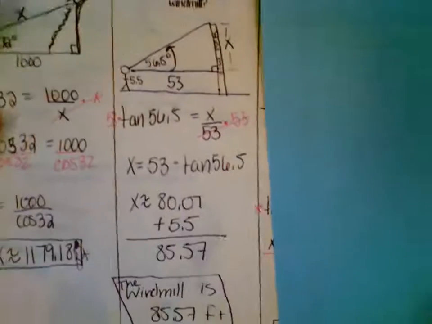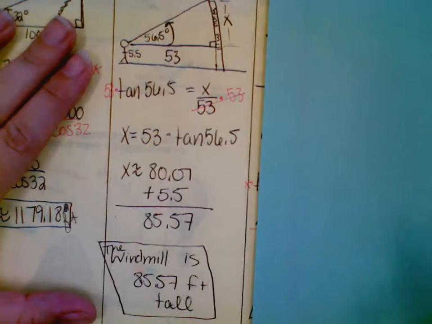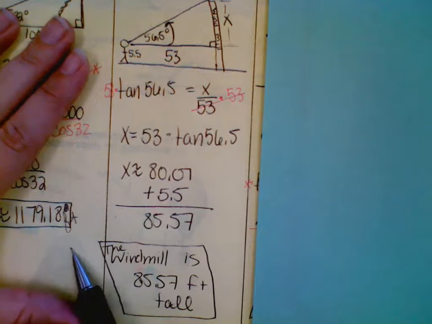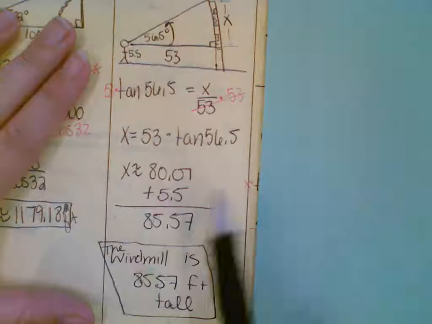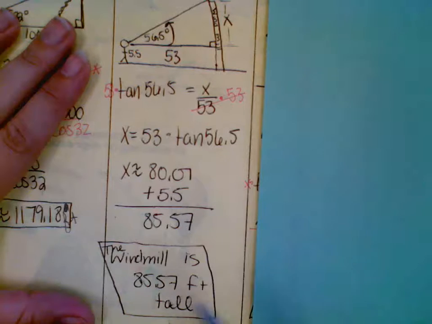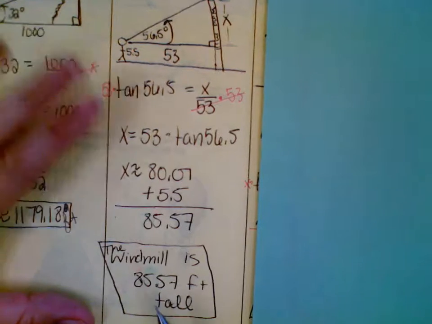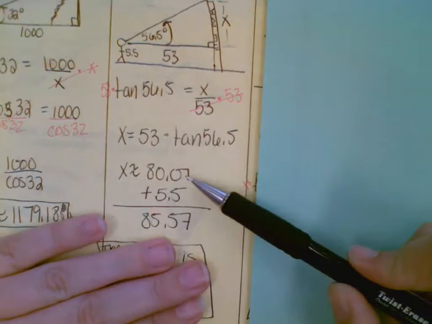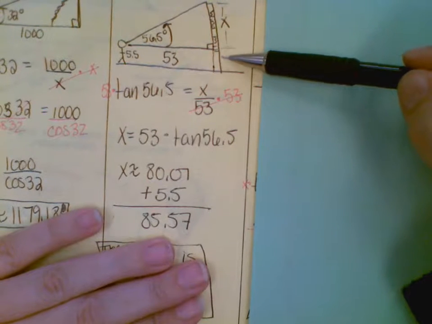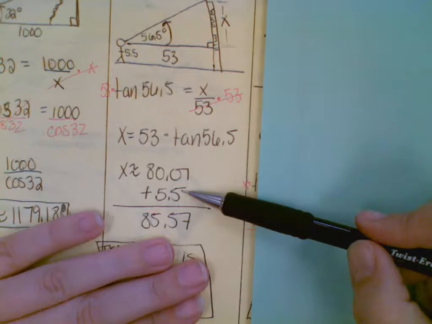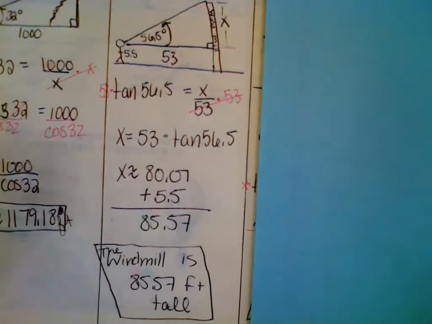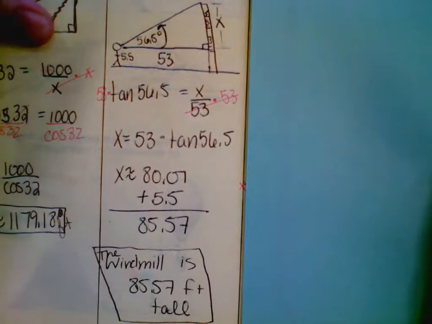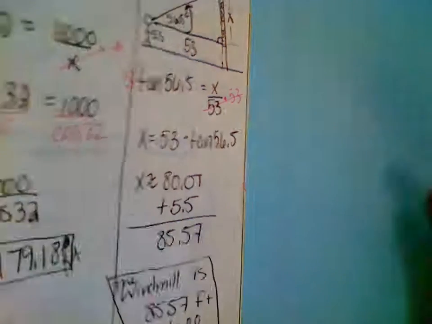Okay, welcome back. So, luckily this one, the x was on top, so we didn't have to do all those extra steps that we did on the front. And we can just multiply by 53, or take the tangent of it, and we get what the windmill is from the tangent. But remember, we had this piece right here that's 5.5, so you have to add your height into it. So that's why the windmill is 85.57 feet. If you have any questions on that, remember to write them down so you remember to ask me next class.